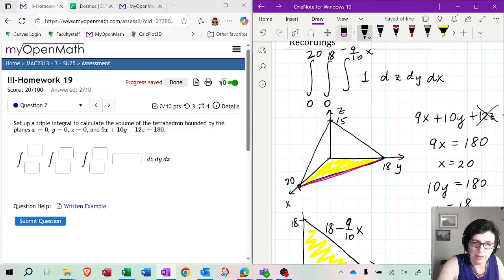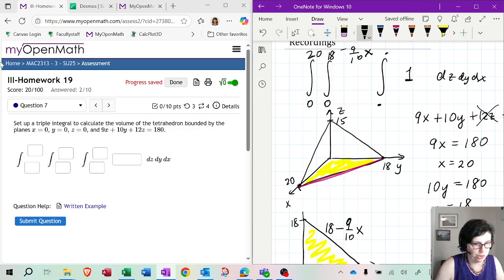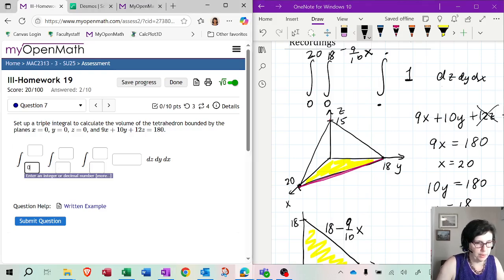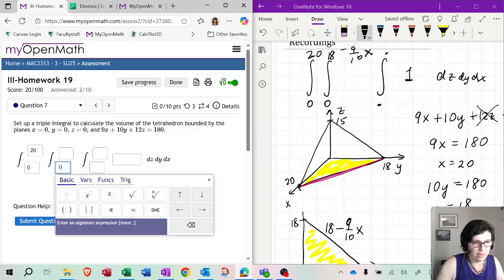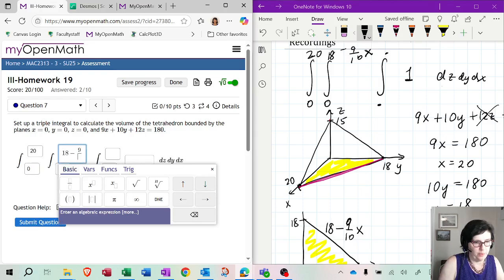I'm running out of space here, so let me move this a little bit. 18 minus 9/10 x. The final thing we need to do, integrating 1 dz, dy, dx, is set up the z limits. So we set this up: x is 0 to 20, and y is 0 to that line, which, again, is obtained by making z equal 0 and solving for y.